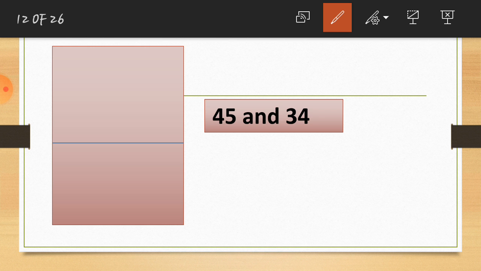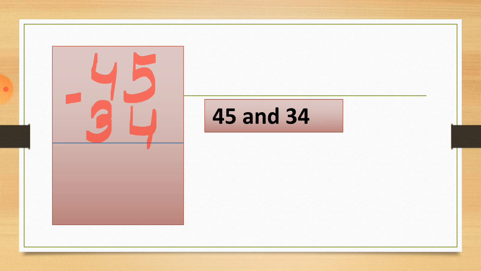So I write 45 here first, and the second number is 34. I write 34 here, and don't forget to put this sign. This way we are going to write the numbers in this format. 45 is a big number, so we take 45 on top, and 34 is a small number, so we write 34 below. This way we write the numbers, and let's solve now.